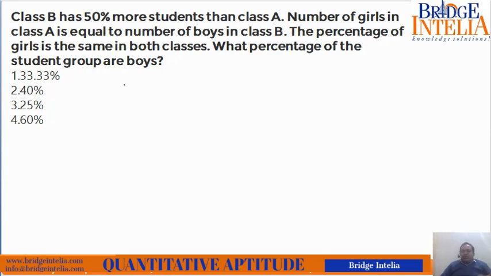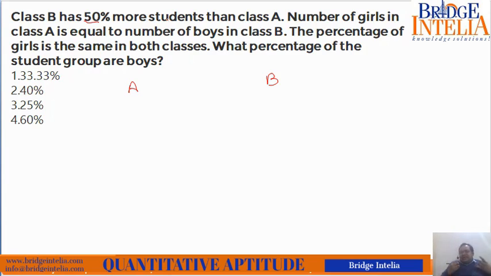No concrete value is given. We are just told that there are two classrooms. So let's assume them A and B. So what do we know? Class B has 50% more students than class A. In the question, there is no concrete data. That means it's not given that these many students are in class A or that many are in class B. Still, we are supposed to solve this question.